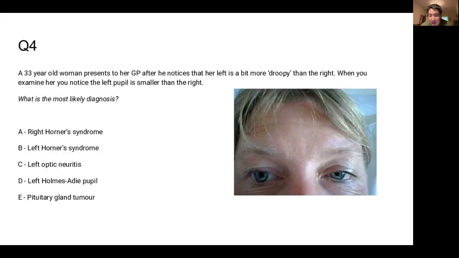Wow, you guys absolutely smashed that. I think that was too easy a question. Everyone knew it was Horner's straight away. And 90% have said left, which is absolutely correct. So the woman has a left eye which is more droopy than the right, and the left pupil is also smaller than the right. For bonus points, is there a third sign that you might expect to see for someone with Horner's?